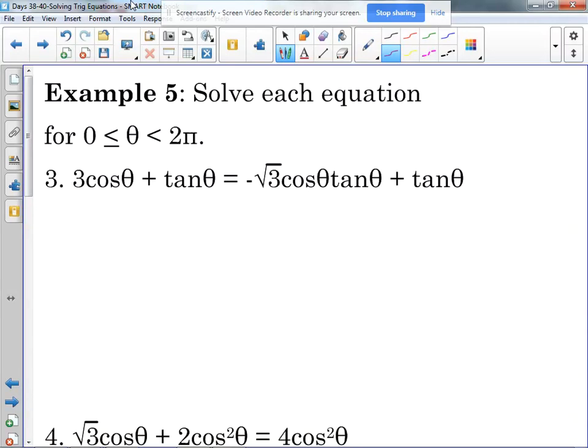different trig functions in them. So, I don't know. Let's see how we can handle this. First of all, let's try and see if we can consolidate some things.